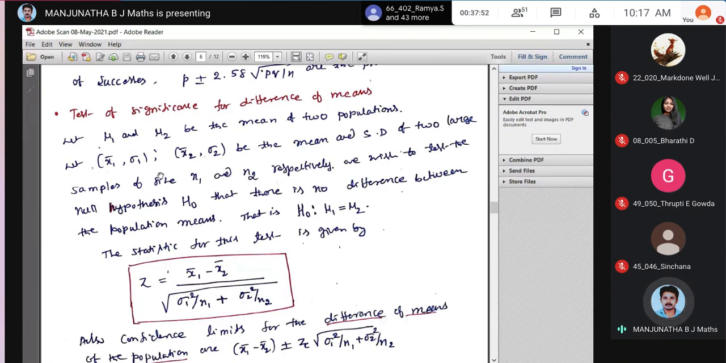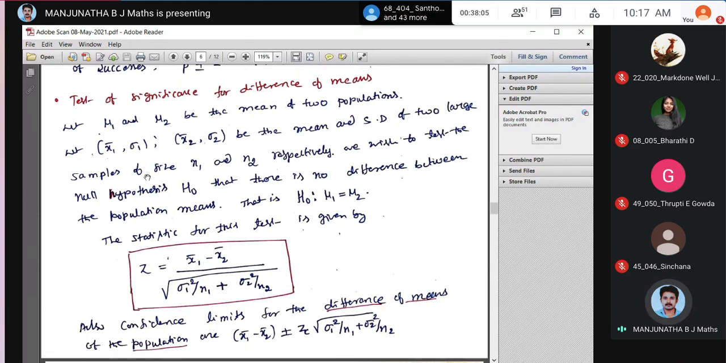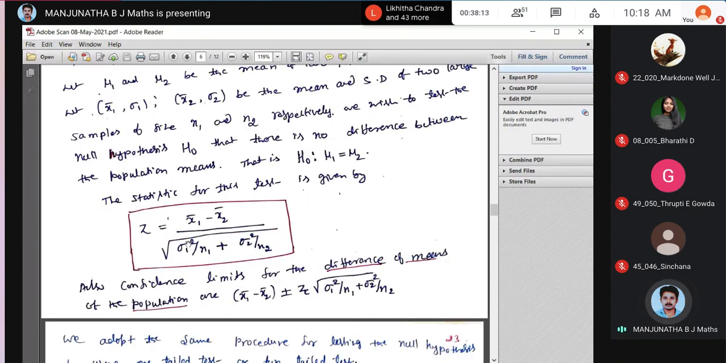We see the z value. If it is less than the critical value, the null hypothesis is accepted. Otherwise, we reject it and the alternative hypothesis is true. H0 says there is no difference between the population means, that is H0: mu1 equals mu2. We assume that means 1 and 2 are equal. The statistic for this test is given by z equal to x1 bar minus x2 bar divided by the square root of sigma 1 square by n1 plus sigma 2 square by n2.